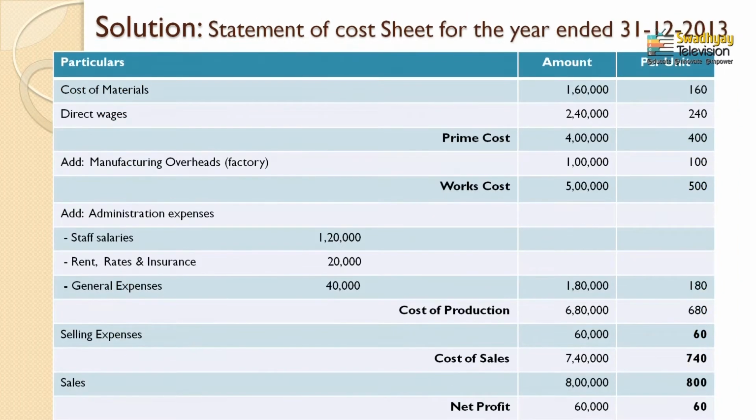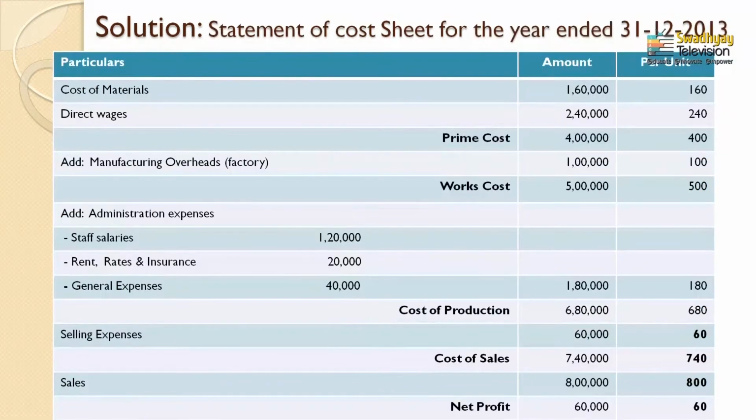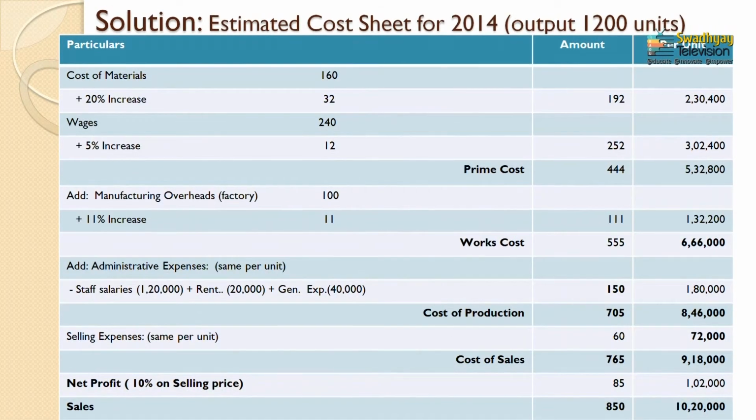Now see the first cost sheet. Here the cost of materials per unit is rupees 160, and now the cost of material is rupees 160 plus 20% increase. How the 20% increase? Because the adjustment very clearly mentions that the price of material will rise by 20%. So it would be affected here. 20% of 160 comes to 32 rupees per unit. So the total cost of material in the year 2014 comes to 192 rupees.